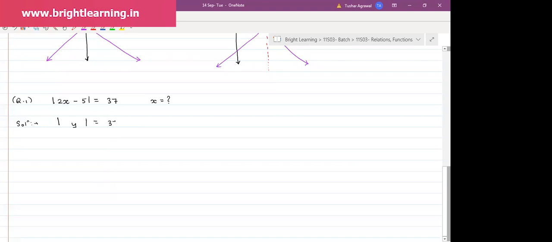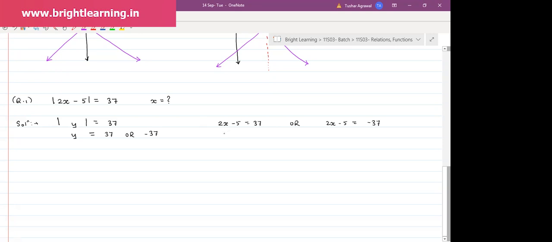If modulus of something is equal to 37, then that something is either equal to 37 or equal to negative of 37. Yes or no? Even if it is negative 37, the mod turns out to be 37. So what do I have to solve? I have to solve two equations: 2x minus 5 is equal to 37, or 2x minus 5 is equal to negative of 37.